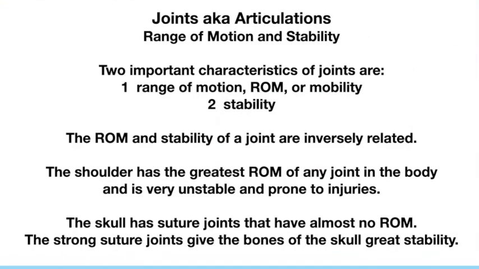There are two very important characteristics of joints, and they are the range of motion of the joint, or the mobility of the joint, and the stability of the joint. Range of motion and stability are inversely related. For example, the shoulder has the greatest range of motion of any joint in the body, and it is also very unstable and prone to injuries. The skull has suture joints that have almost no range of motion, and this gives the skull great stability.